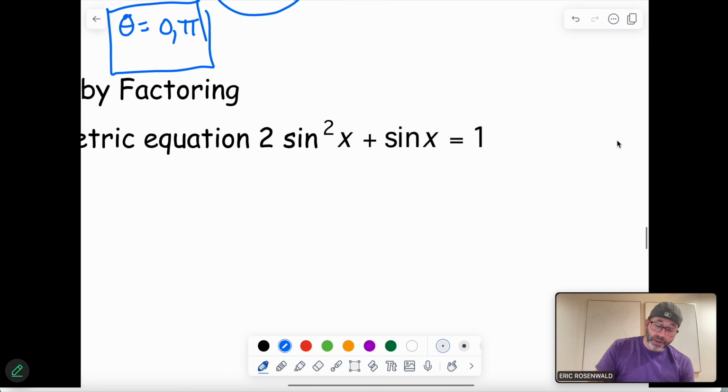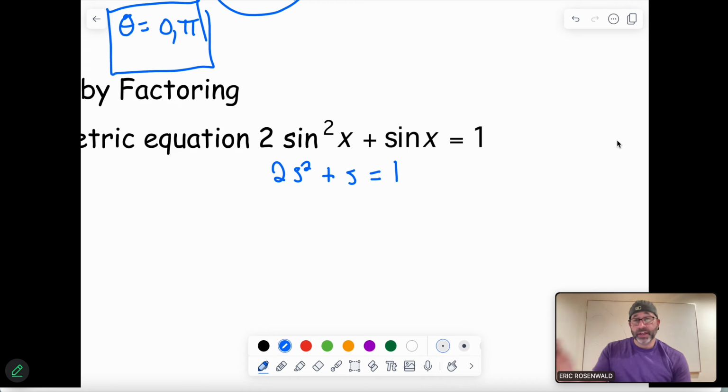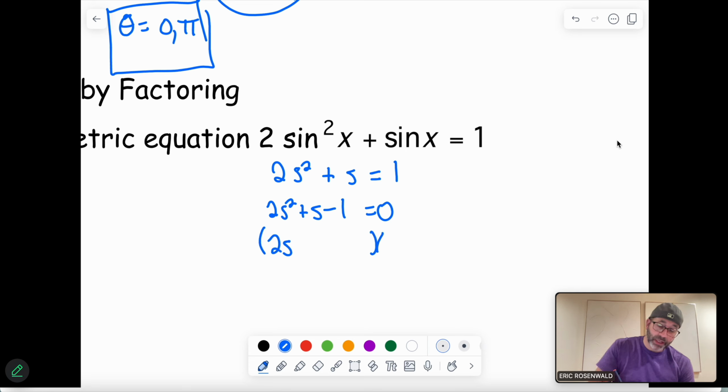So when I look at this one, this is 2 sine squared plus sine is equal to 1. It's a quadratic. Everything has to be equal to 0 in order to solve this. So we're going to have 2 sine squared plus sine minus 1 is going to equal 0. If I factor that, we get 2 sine and sine. Those are the only factors of that first spot there, so they have to be a 2 and a 1.